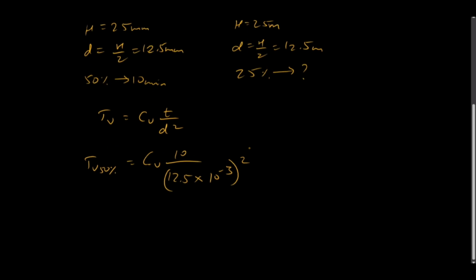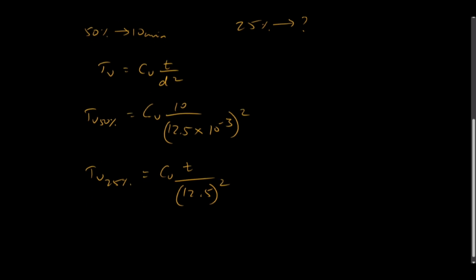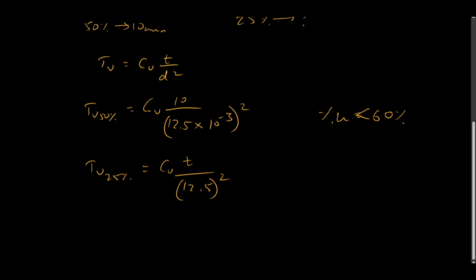Now they've asked us to find out the time for 25 degree of consolidation in the field. So Tv of 25% will be equal to Cv t divided by 12.5, since it is 12.5 meters, we don't need to convert anything, the whole square. Since the degree of consolidation is lesser than 60%, we can take Tv for both.